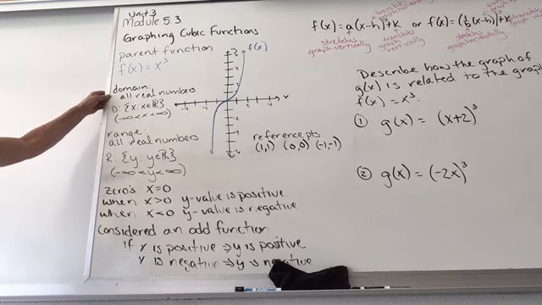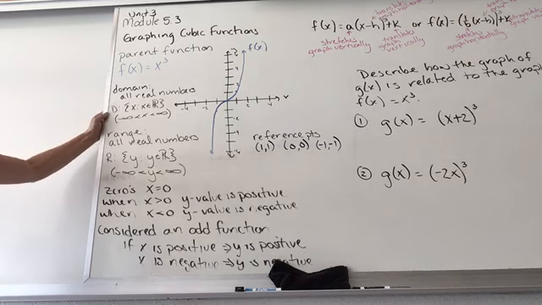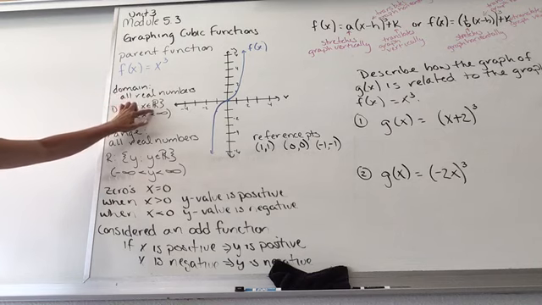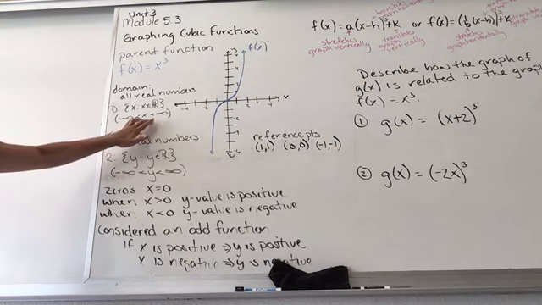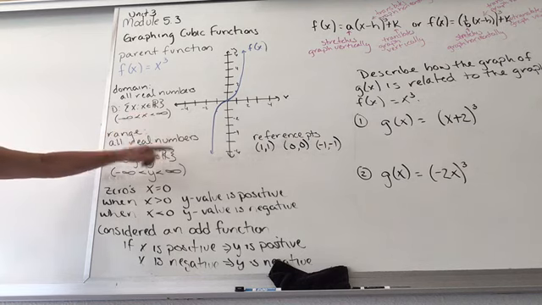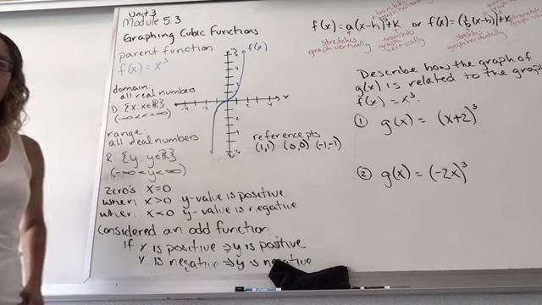The domain for the function is all real numbers. So set notation says x such that x is an element of the reals. This right here is called interval notation. That means that the x values go from negative infinity to positive infinity.